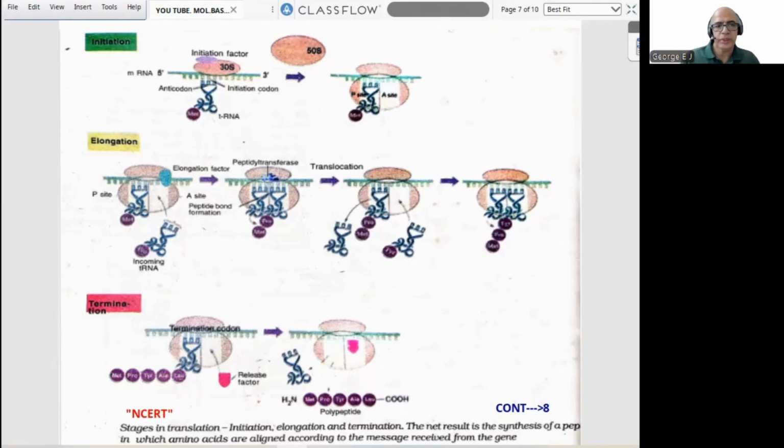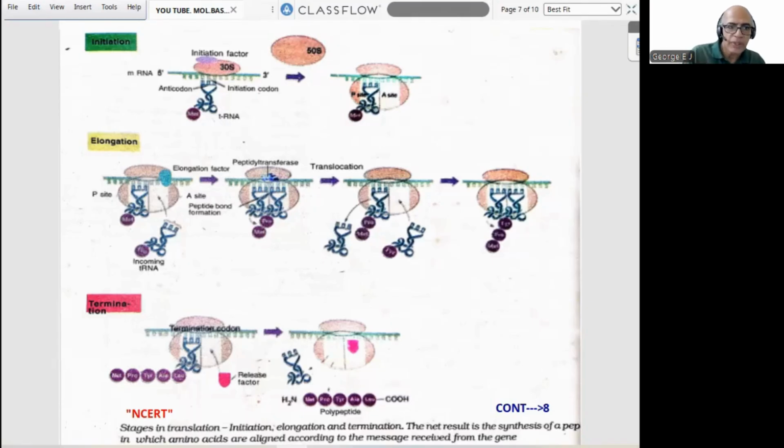Now, after the first peptide bond, the freed tRNA slips. The first amino acid was brought by the tRNA at the P site, and once the A site amino acid is linked, the P site tRNA is automatically free. Then the tRNA slips to the E site, the exit site. That is how there are three sites: A site, P site, E site. Now translocation takes place. The A site amino acid reaches the P site, so now the A site is free.